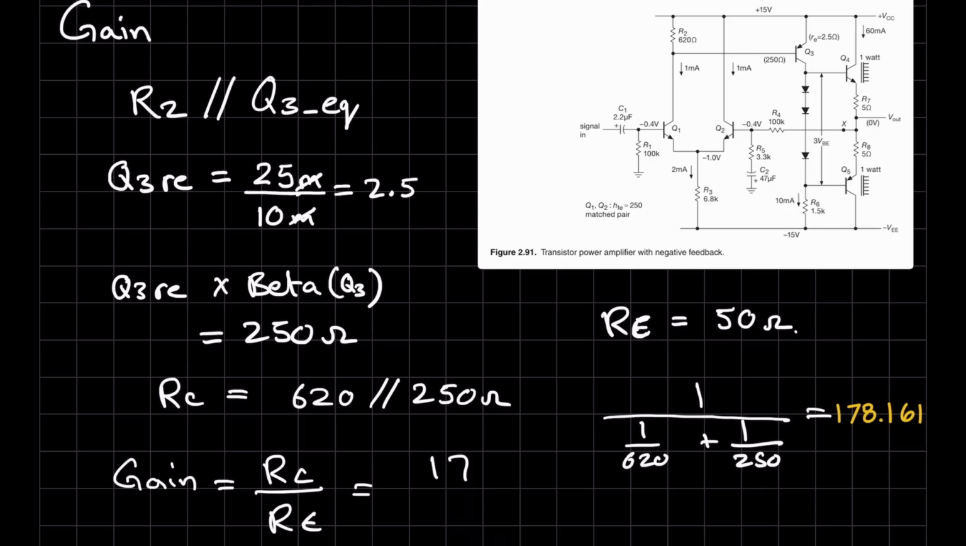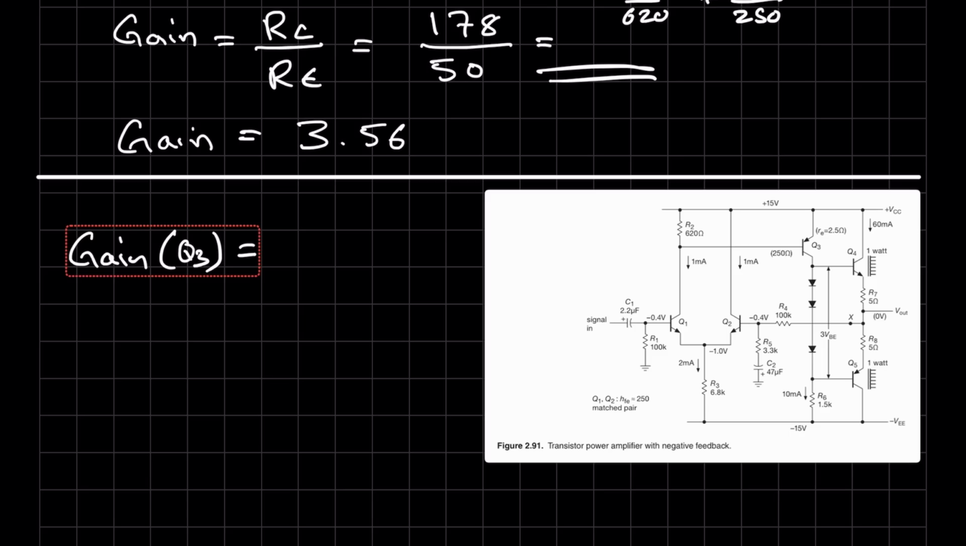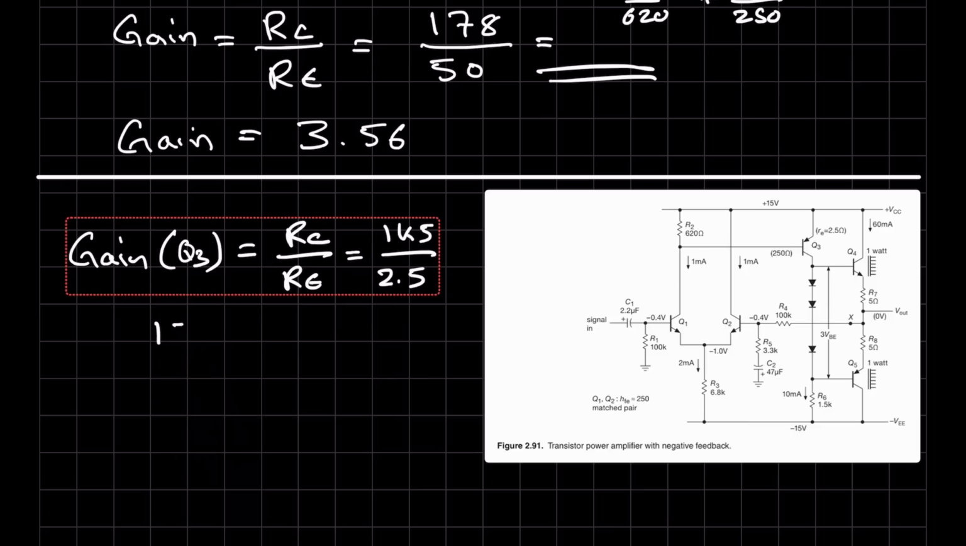So 178 on top, and on the bottom we have 50, which is equal to 3.56, and now the book says 3.5, so I think that's close enough. Next, we want to look at the gain of Q3. So Q3 basically has an RE resistance of 2.5 and an RC resistance of 1500. So let's just put that in. Now 1500 divided by 2.5 is equal to 600.